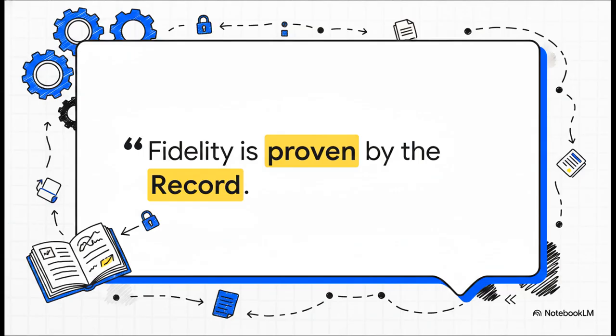Everything we're talking about today really hinges on this one core idea. It means a true, reliable partnership, fidelity, isn't just some vague feeling. Nope. It's something you have to build, you have to track, and you have to prove with a written history. I mean, think about it. If you don't have a record of where you've been, how can you possibly know where you're going together?